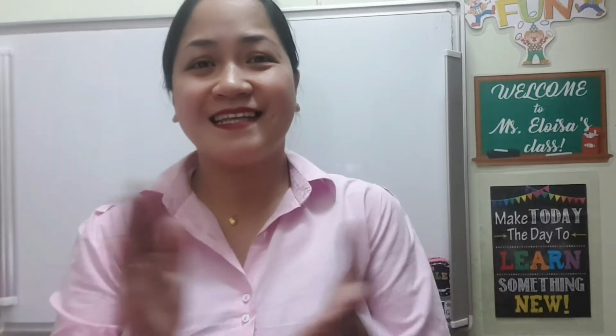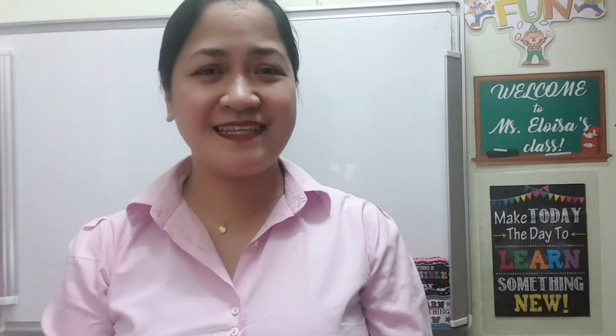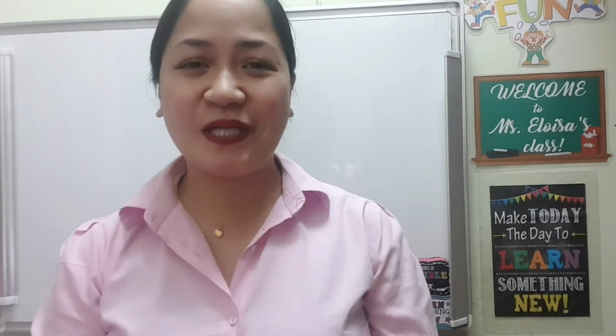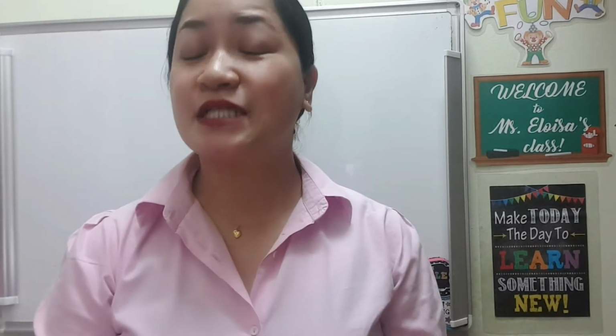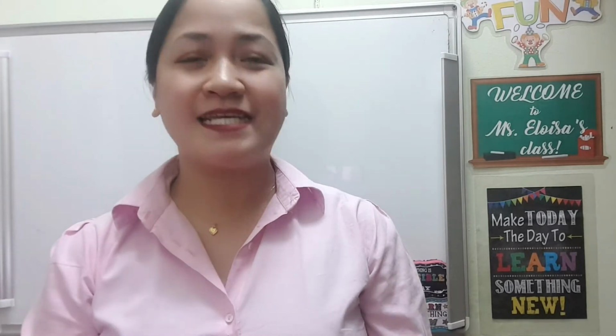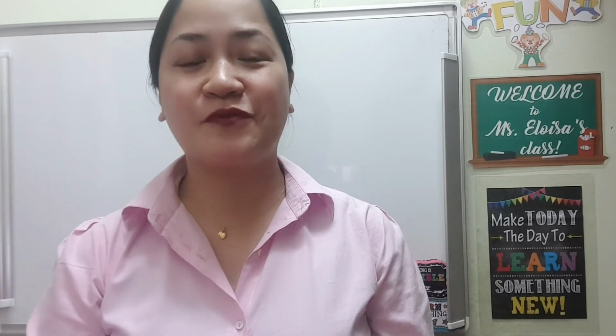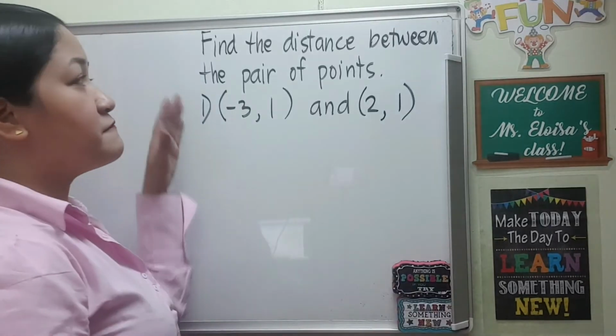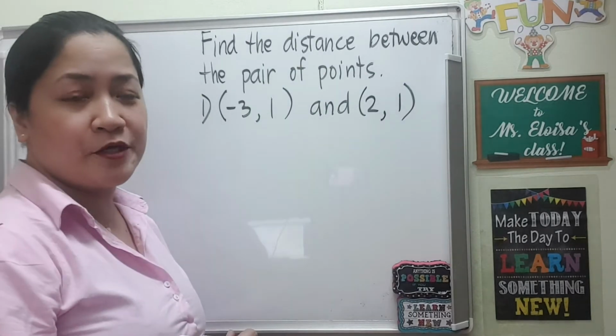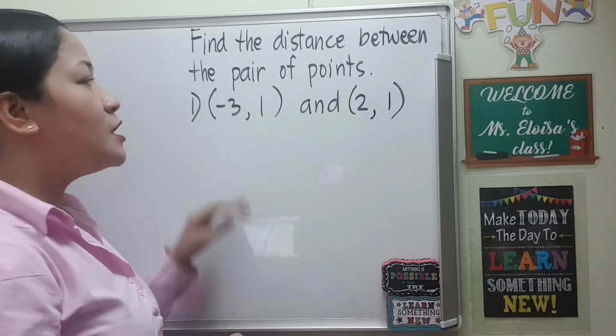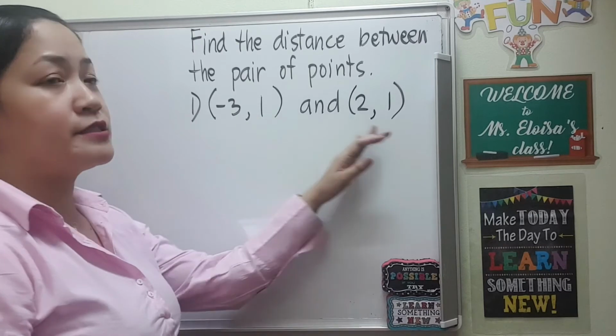Do you get it? It's not that difficult, isn't it? Yes, I know you all can do it. Now it's your time to practice, share and show numbers 1 to 4. Let us find the distance between the pair of points. Let us have number 1. We have negative 3, 1 and 2, 1.